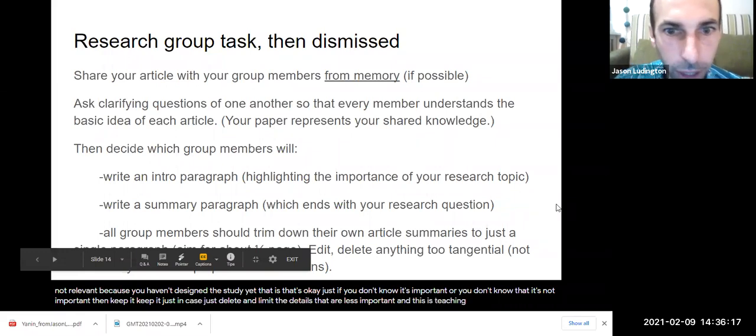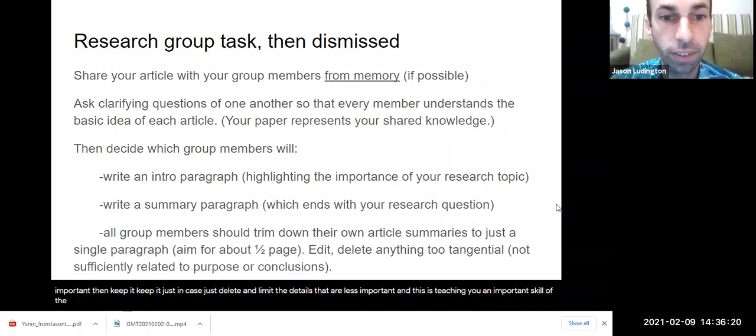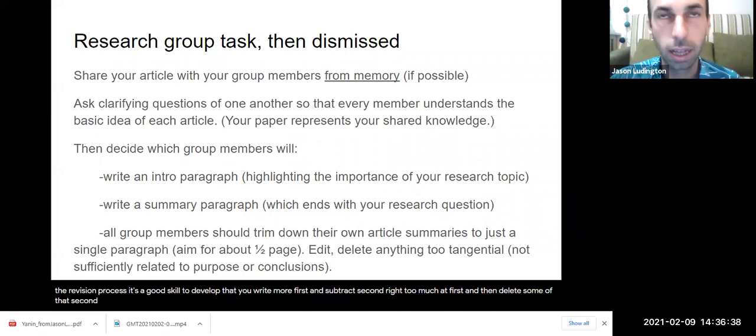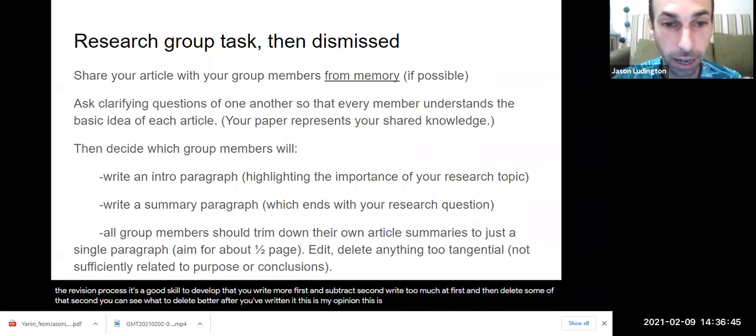And this is teaching you an important skill of the revision process. It's a good skill to develop that you write more first and subtract second. Write too much at first and then delete some of that second. You can see what to delete better after you've written it. This is my opinion. This is my suggestion. Take it or leave it.